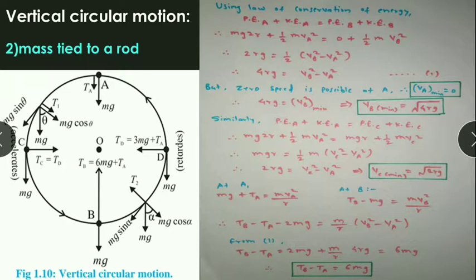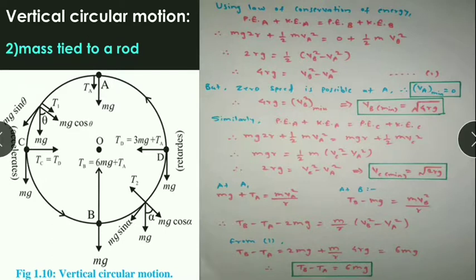Therefore, 2rg is equals to half into vb square minus va square. Here m gets cancelled. Therefore, 4rg is equals to vb square minus va square. Call it equation number 1. But zero speed is possible at A. Therefore, va minimum is equals to 0. Put values of va minimum in equation number 1. We get 4rg is equals to vb minimum square. Therefore, vb minimum is equals to square root of 4rg.